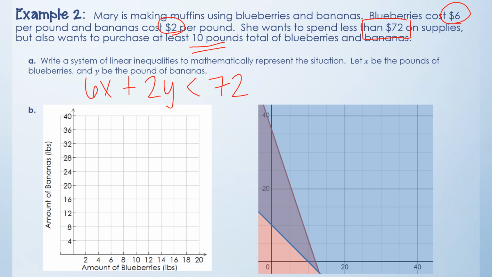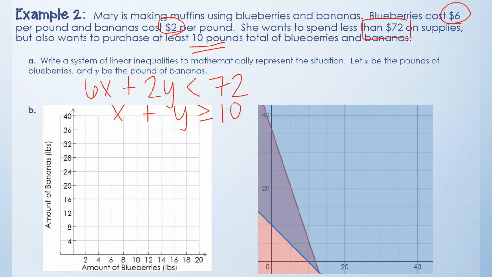Okay, but she also wants to purchase at least 10 pounds of blueberries and bananas. So for our second inequality in the system, 10 pounds would be the total. And what is she purchasing? She's purchasing blueberries and bananas for a total of 10 pounds. And she wants at least 10 pounds. So that's another one of our key words that would be greater than or equal to.